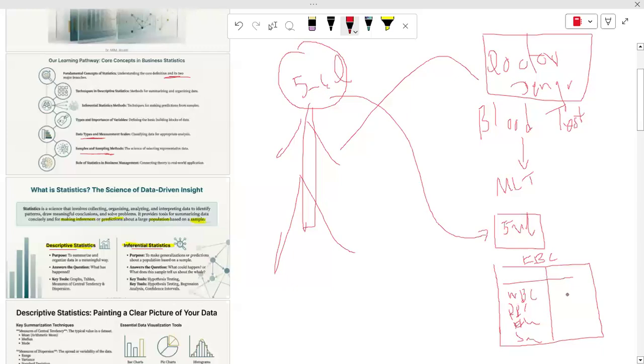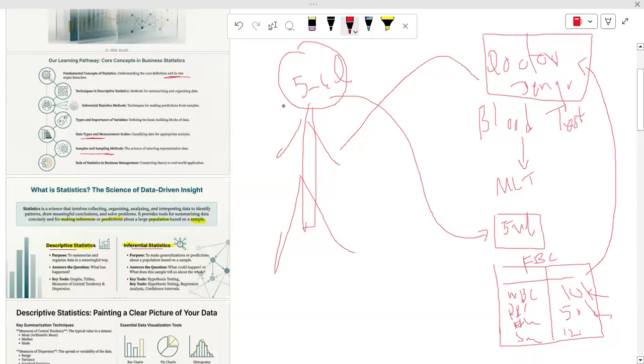He may say 10,000, 50,000, and 5 to 120, like this. This report is prepared by the MLT, and this report will be submitted to the doctor. Based on that report, the doctor may come to the conclusion about what kind of disease you have in your body.